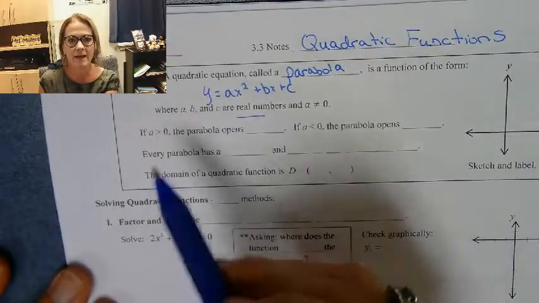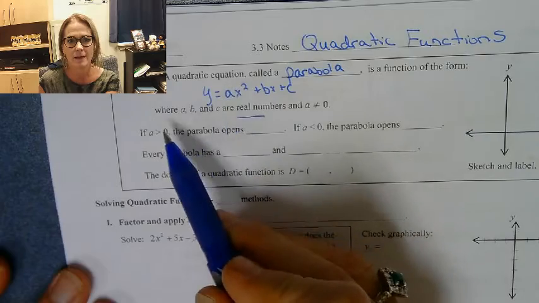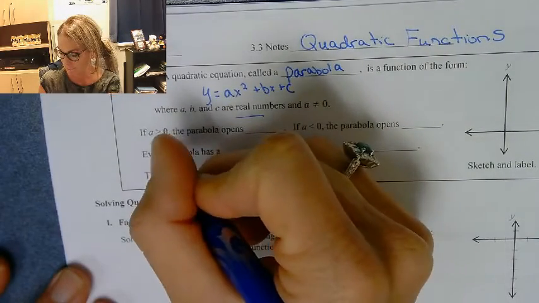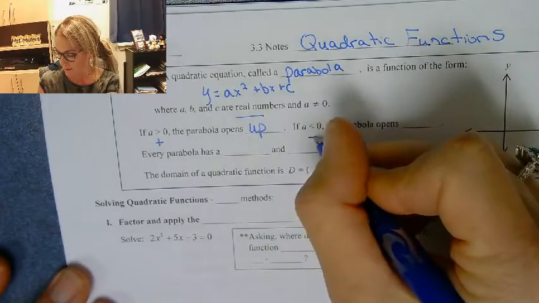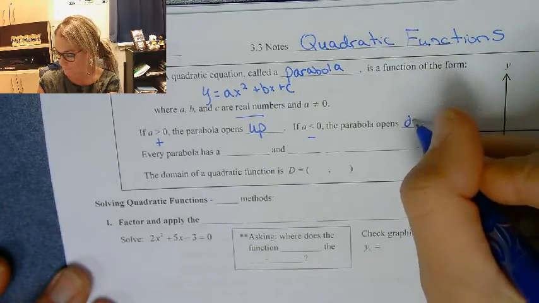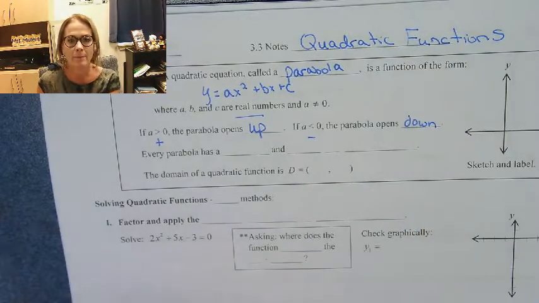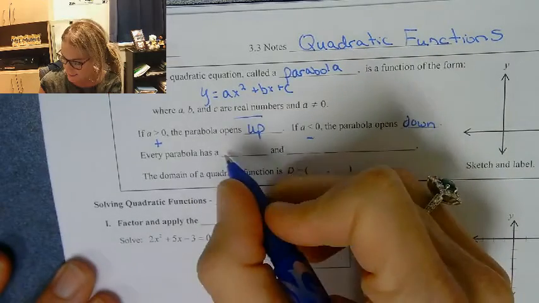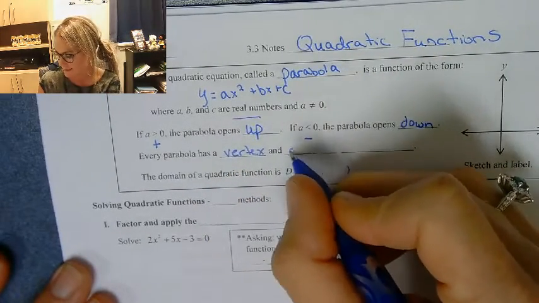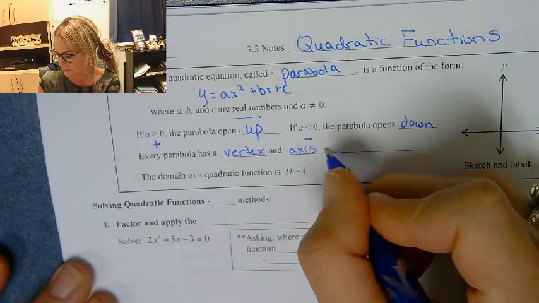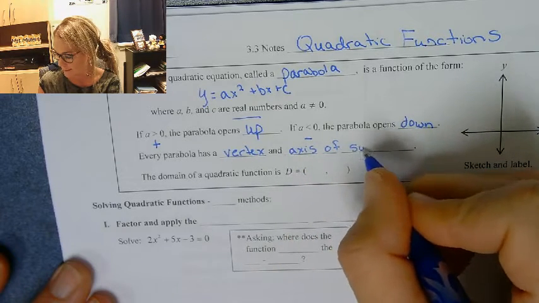If this first a value is positive, the parabola opens up. And if it is negative, the parabola opens down. Every parabola has a vertex and an axis of symmetry, which I sometimes call AOS.